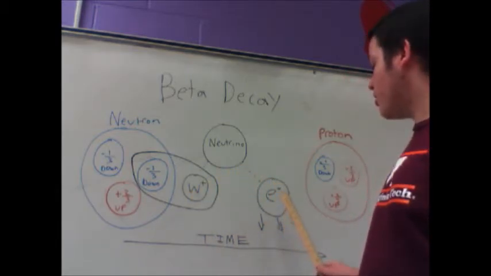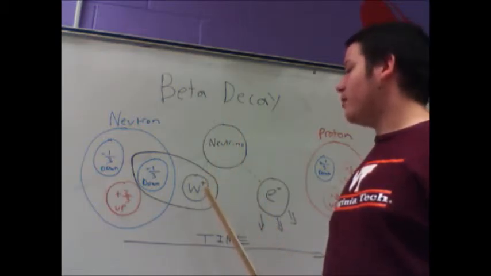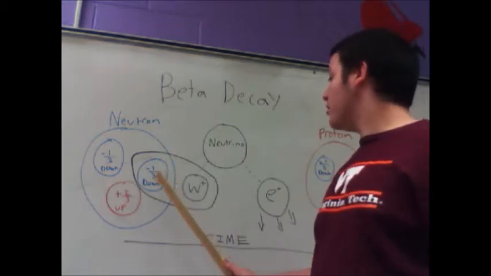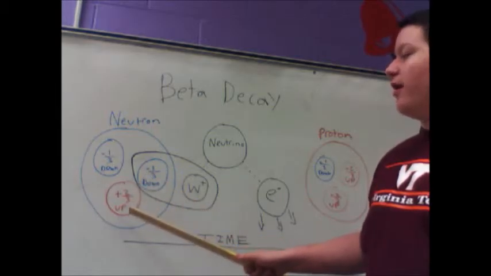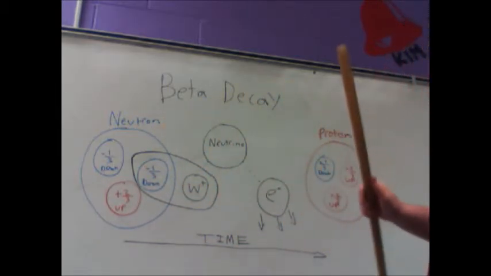The electron goes flying off into space, while the W positive boson interacts with the slightly negative down quark to form an up quark in the proton. The new particle now has 2 ups and 1 down instead of 2 downs and 1 up. Therefore, it is now not a neutron, but a proton.